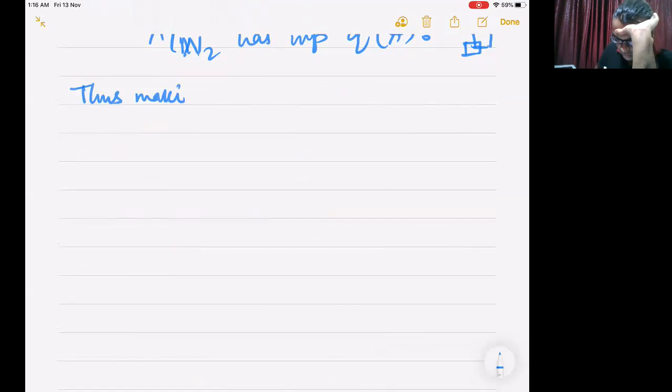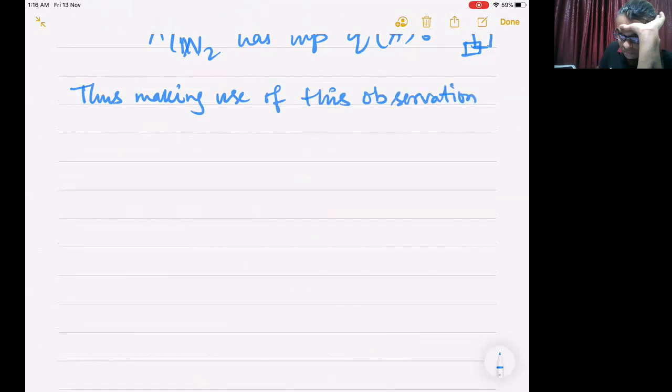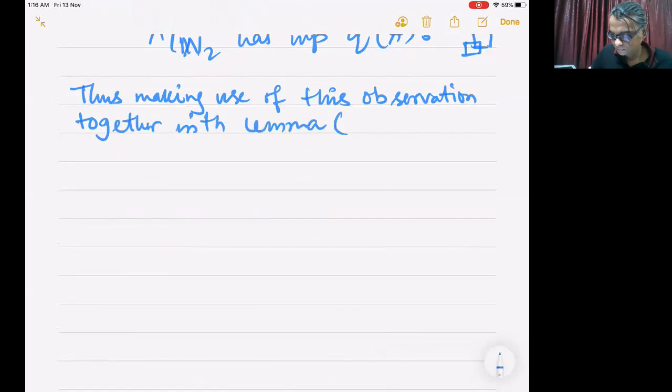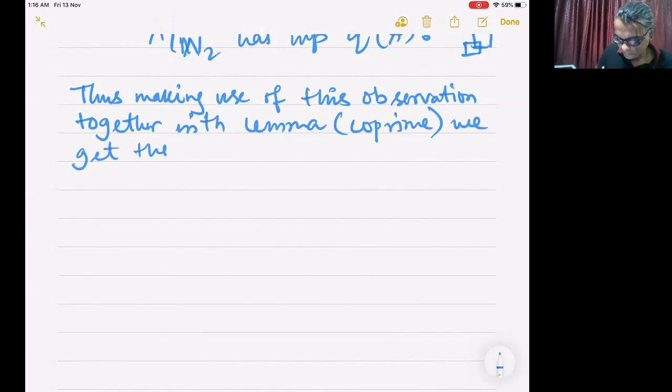Thus, making use of this observation together with the co-prime lemma, we get the following theorem.